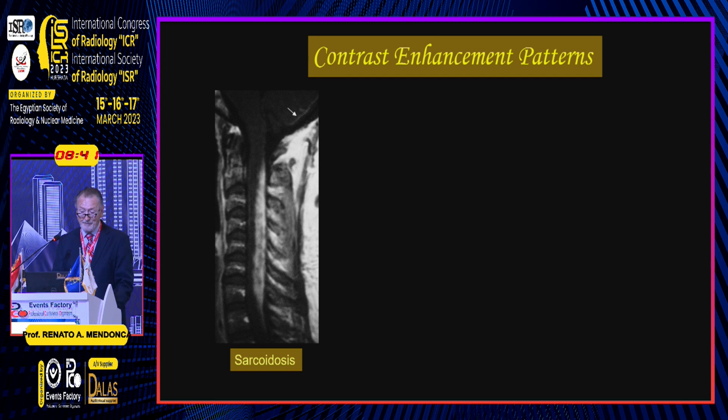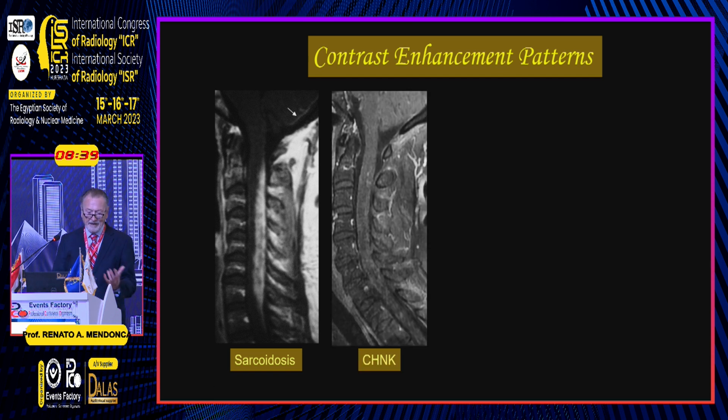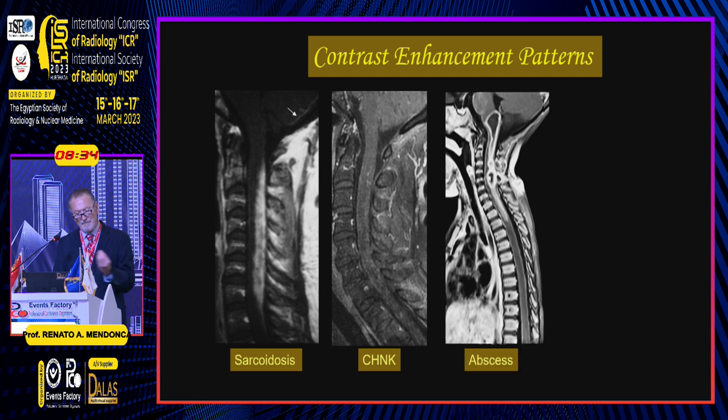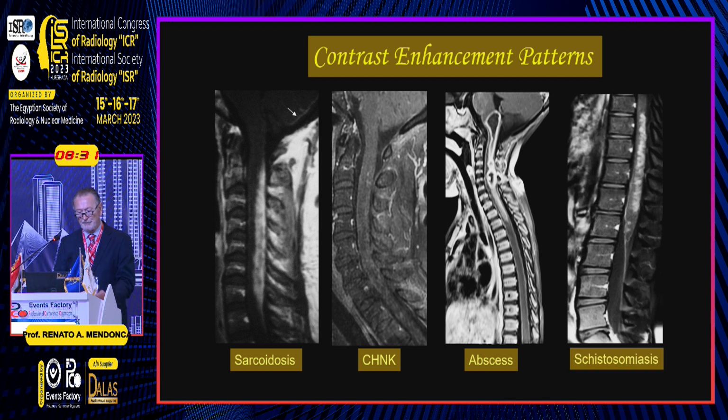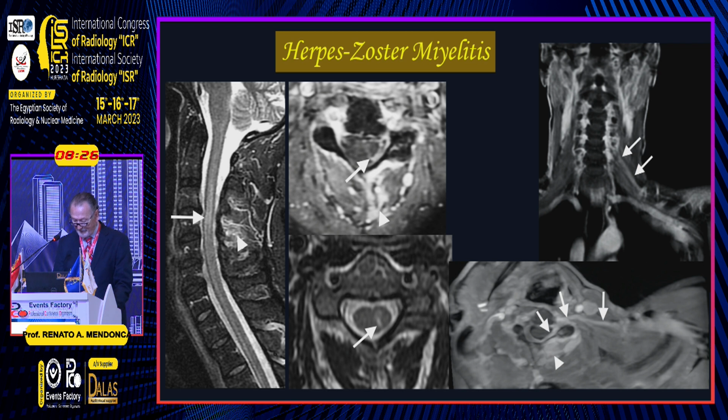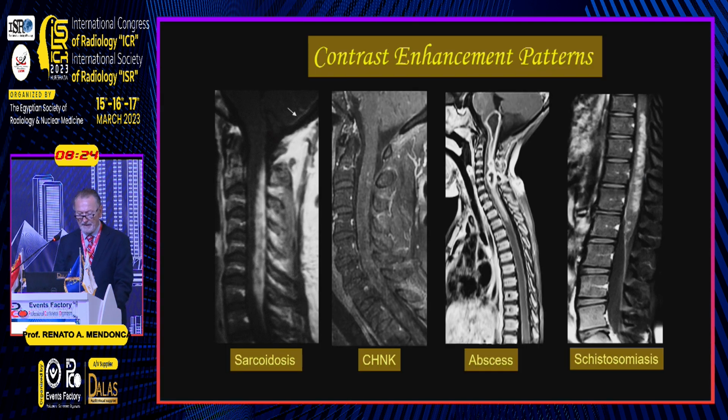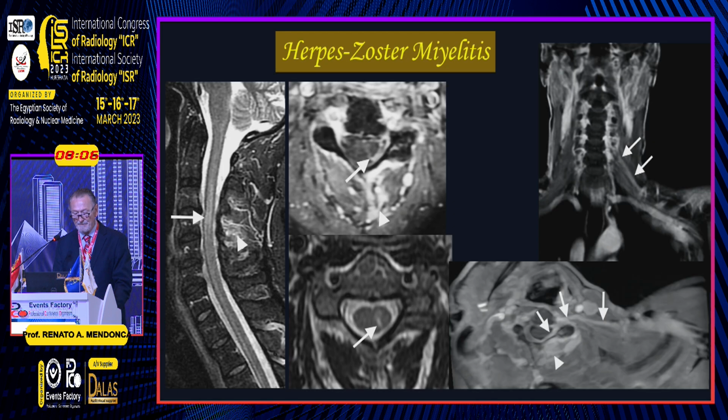The enhancement patterns can sometimes help. Sarcoidosis has a very typical kind of enhancement that comes from the pia through the spinal cord. But you see, the chikungunya virus enhancement is very unspecific. The abscess is the same we find in the brain. And again, we have schistosomiasis. So this kind of serpiginous enhancement in the conus medullaris in an endemic zone suggests the pattern of the infection.